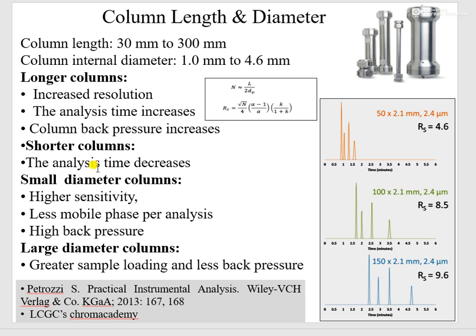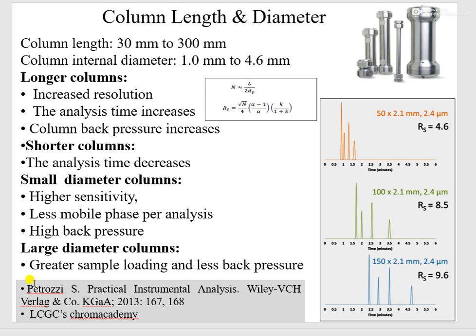Shorter columns: the advantage with shorter columns is that the analysis time is less as compared to longer columns. Small diameter columns offer high sensitivity because in small diameter column the volume of mobile phase contained will be less as compared to large diameter column. So if same compound is injected into both, in small diameter column, as the volume of mobile phase contained is less, the sample will not be much diluted as compared to larger columns. Hence you will get sharp peak and the sensitivity will increase. As I told you, less mobile phase per analysis, but because of small diameter the back pressure will be high.